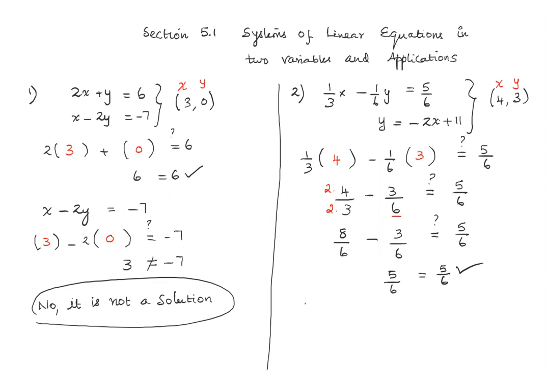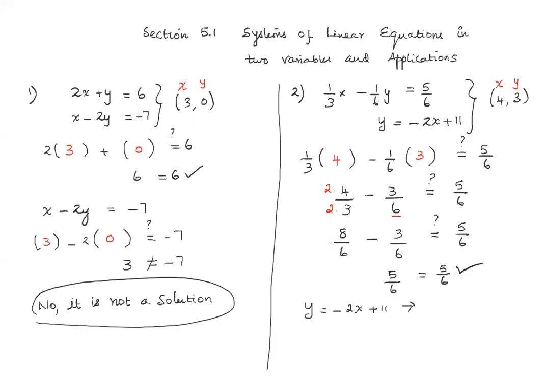Next, we are going to substitute in the second equation. We put the value for y. y is 3. Is that equal to -2 times 4 plus 11? Yes, we are getting 3 equals -8 plus 11, which is 3. So this one also works. So the answer is yes, it is a solution.